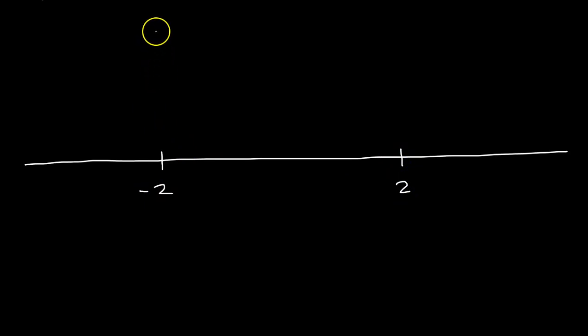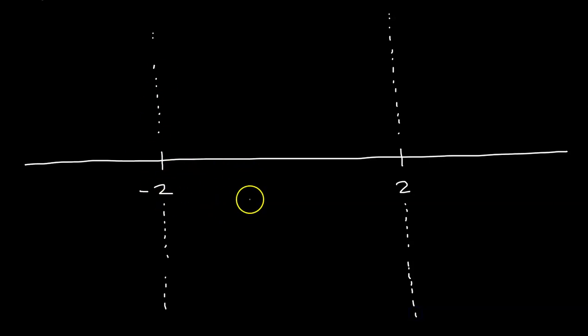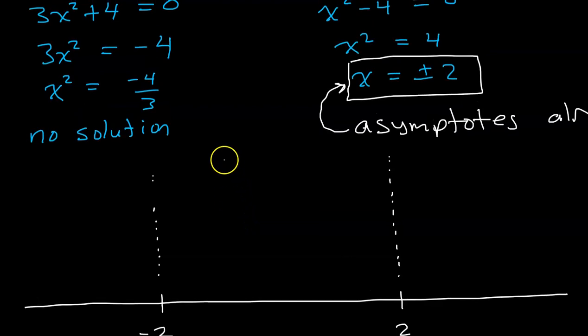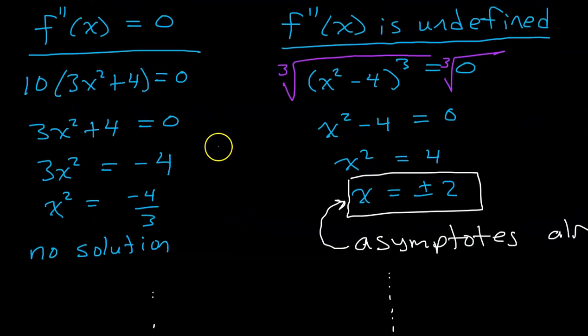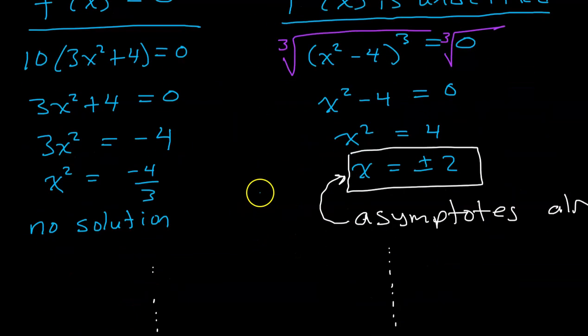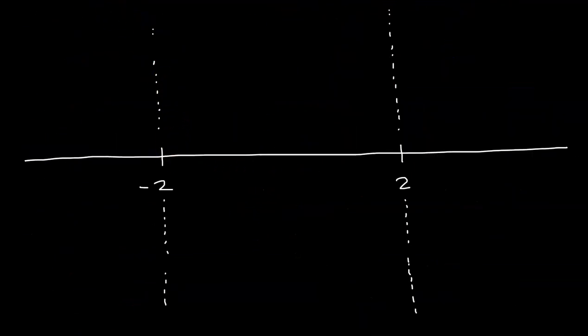I think it's good to keep in mind that these are asymptotes, so I'm just going to put some dotted lines here to remind us that these aren't going to be inflection points or anything like that. They're just asymptotes. All right, so remember we are doing the second derivative test, so we need to keep in mind what the second derivative is. But here come the test values.